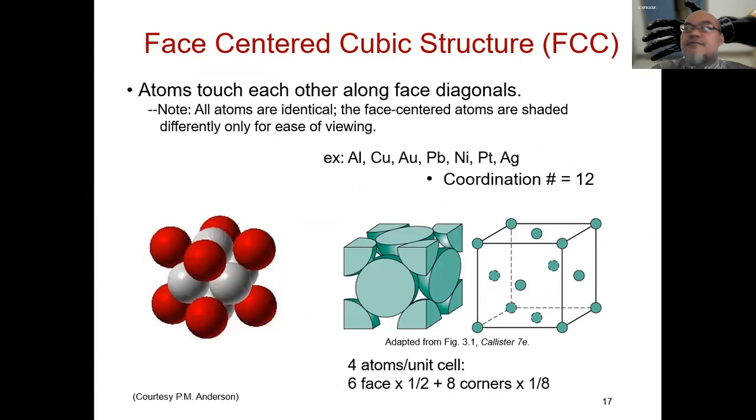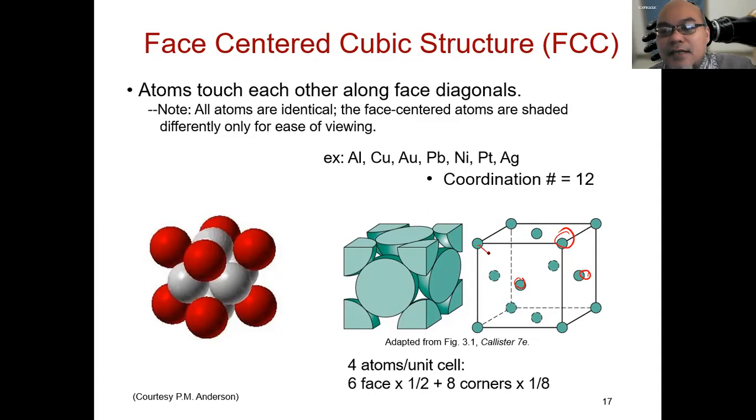Then we consider face-centered cubic. This is the third structure, which is shared by many metals. So in this case, besides the atoms that are located in the corners of the cube, we also have atoms that are located at the center of the face of the side of the cube. So this is the atoms that are located in the corner, and here we have the atoms that are located on the faces of the cube.